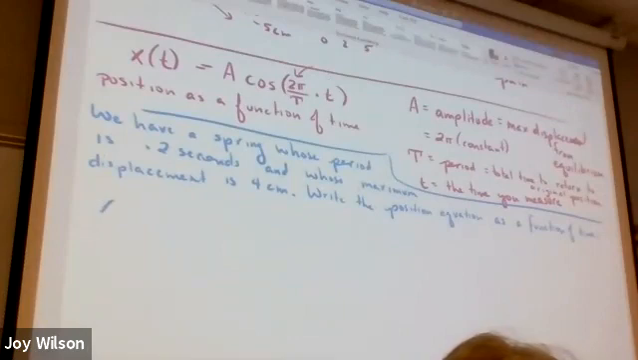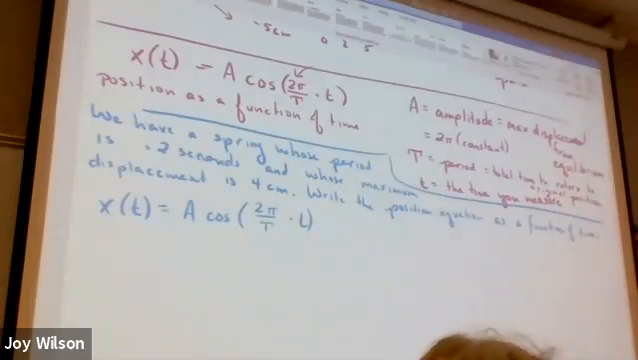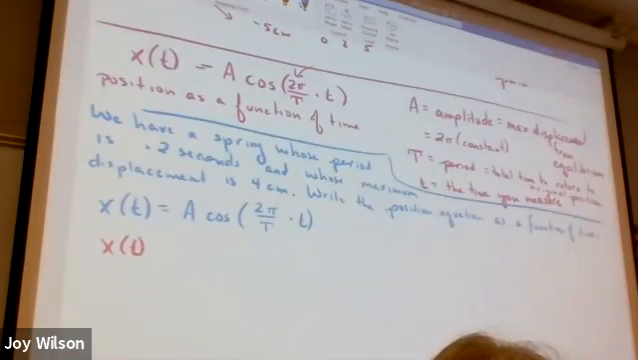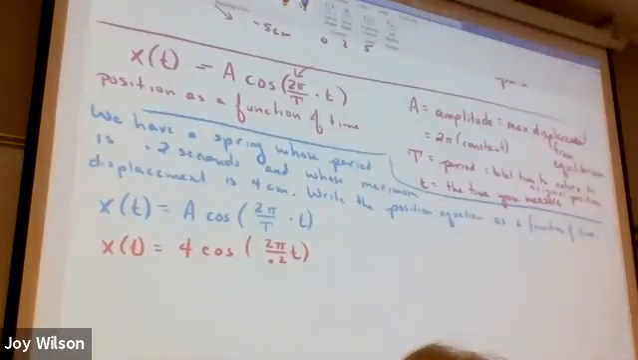But we're going to start with position as a function of time, a cosine, 2 pi over period times time. And then we're just going to fill in what we know, which in this case is the position at some time t would be 4 centimeters cosine of 2 pi over 0.2 t, and that would be our function.